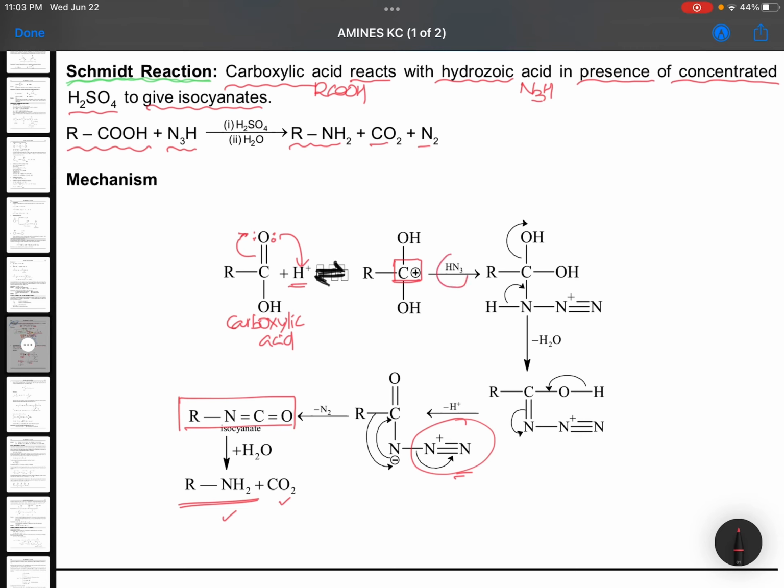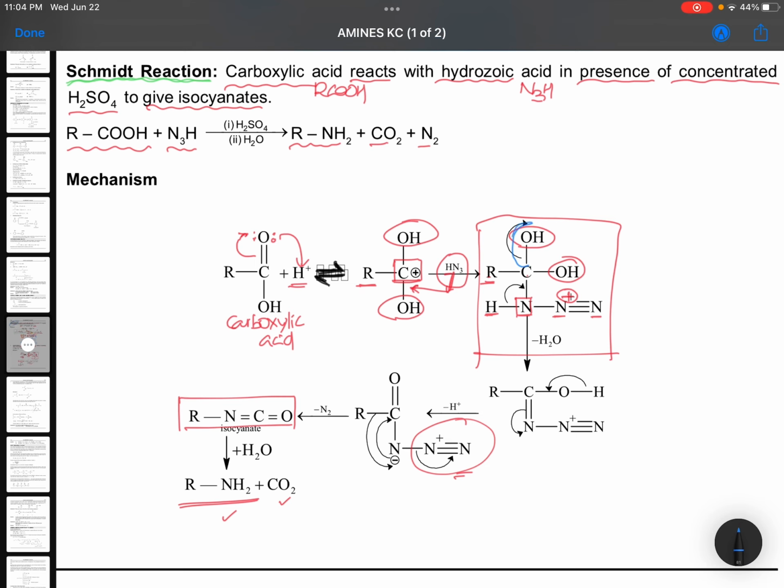Now N3H you are using. N3H is hydrazoic acid, and from this hydrazoic acid, the lone pair of nitrogen is attached here. You can see this HN3 will be having a lone pair of nitrogen. That lone pair is given to this carbon, and finally it looks like this. R, this is the R part. OH, one OH is as it is, another OH, and this HN3 is attached here, that is N3H, one nitrogen attached which is with hydrogen, and N triple bond N where the middle nitrogen contains plus charge.